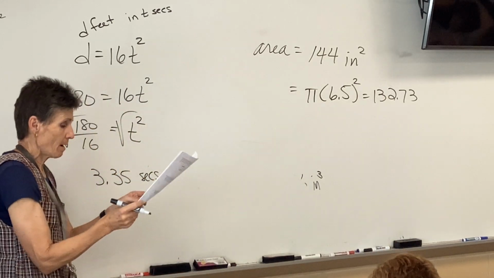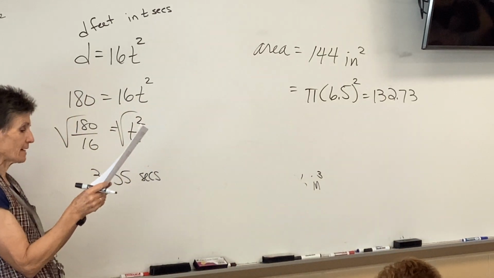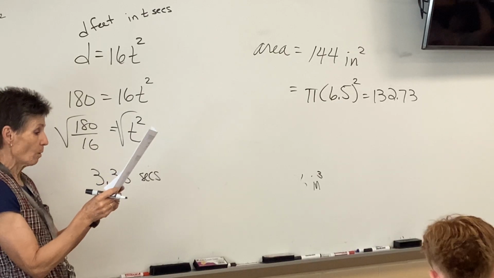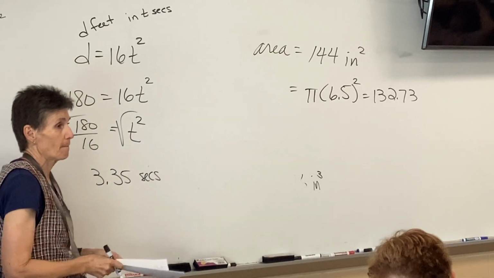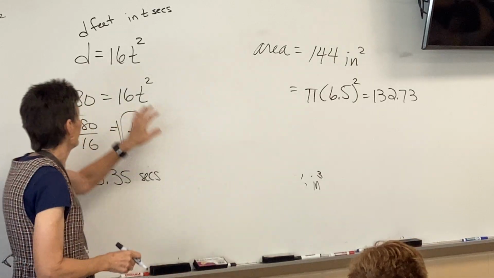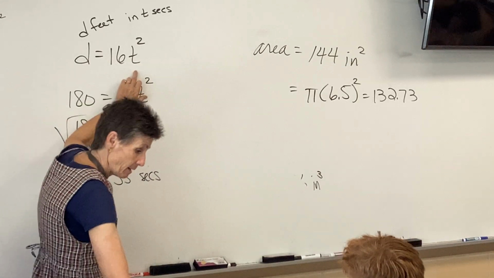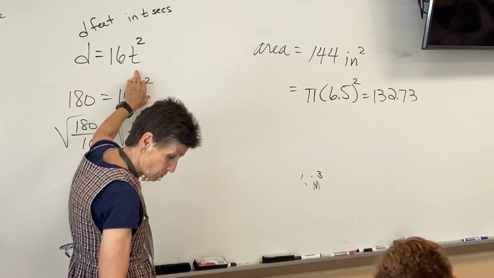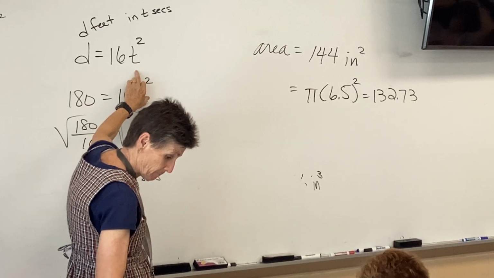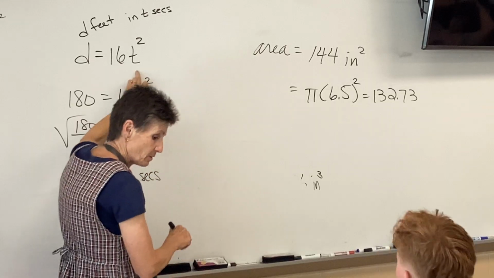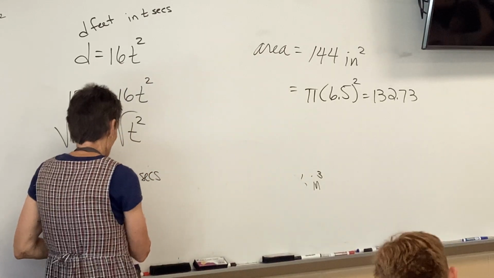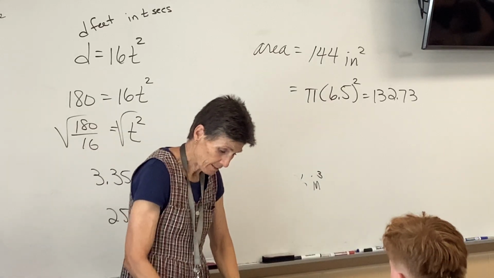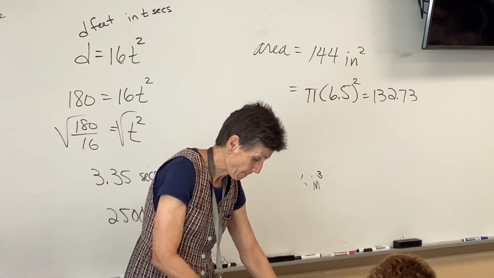If the smoke bomb is in free fall for 12.5 seconds, how high was the airplane when the smoke bomb was dropped? Yep. So 16 times 12.5 squared. Did you get 2,500? Yep. Yeah. All right, that was easy.